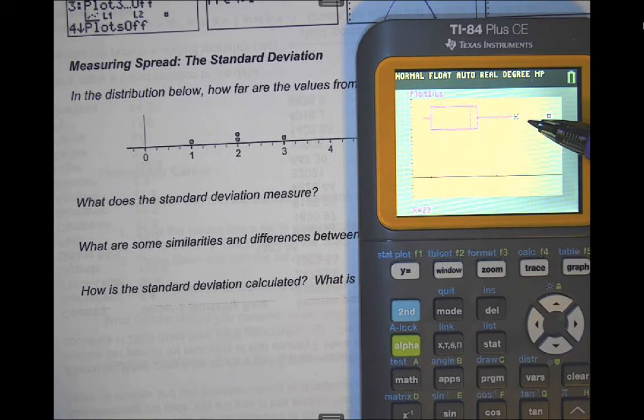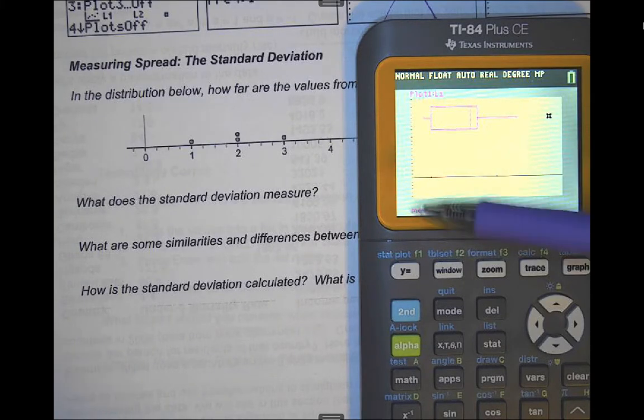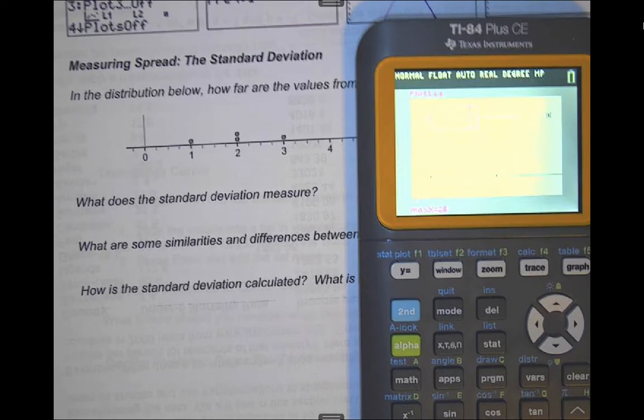So this isn't my maximum, remember? It's the largest value that's not an outlier. And there's my maximum at 28. So you can draw the box plot in your calculator and just copy it from your calculator onto paper. It's really probably the easiest way to do that.